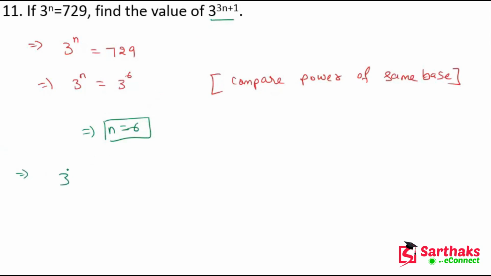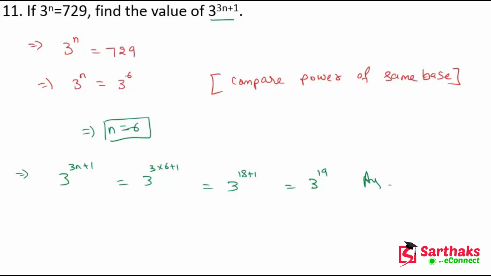So here we have 3 raised to power 3n plus 1. If we put the value of n, this will become 3 raised to power 3 into 6 plus 1. So this is equal to 3 raised to power 18 plus 1, and this will be 3 raised to power 19. This is the answer of this problem. My dear friends, I hope you get this point.